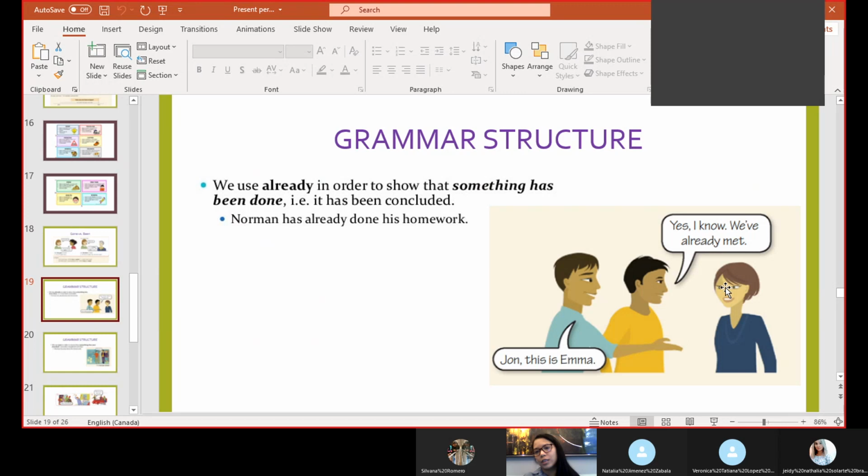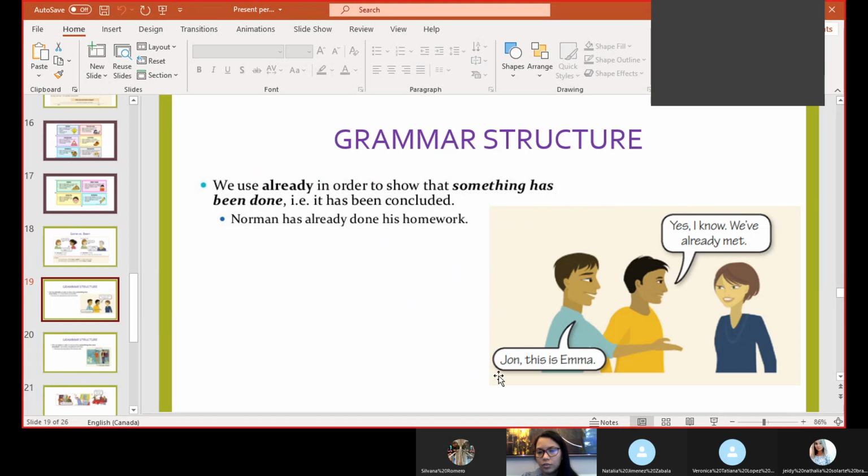Okay, so now we're gonna try to use some other words when we're using present perfect. The first one is already. So we use already in order to show that something has been done. For example, it has been concluded. Norman has already done his homework, right? So in this sentence, he did his homework before, right? So Norman has already done his homework.